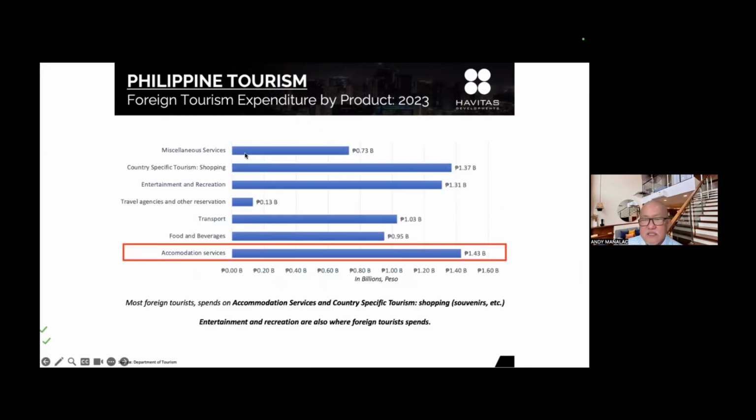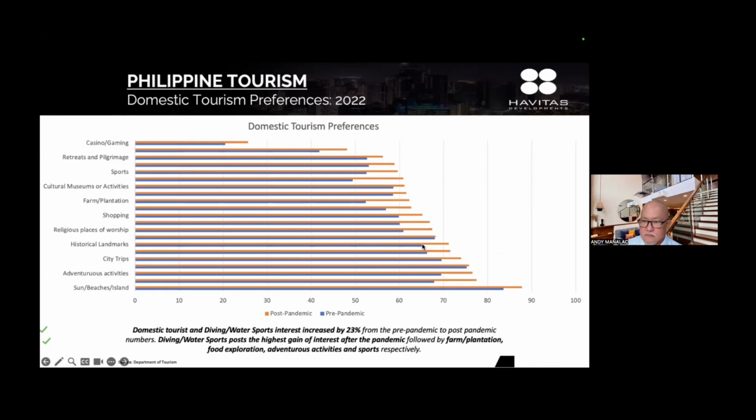Okay, for accommodation services, there's a huge demand. I just forgot to share the slide wherein we have a shortage of over 157,000 rooms. Sun, beaches, islands. This is also what makes Region 4A very interesting. We have the mountains, we have the views, we have the nice weather, we have the beaches, we have dive spots, we have the golf courses.